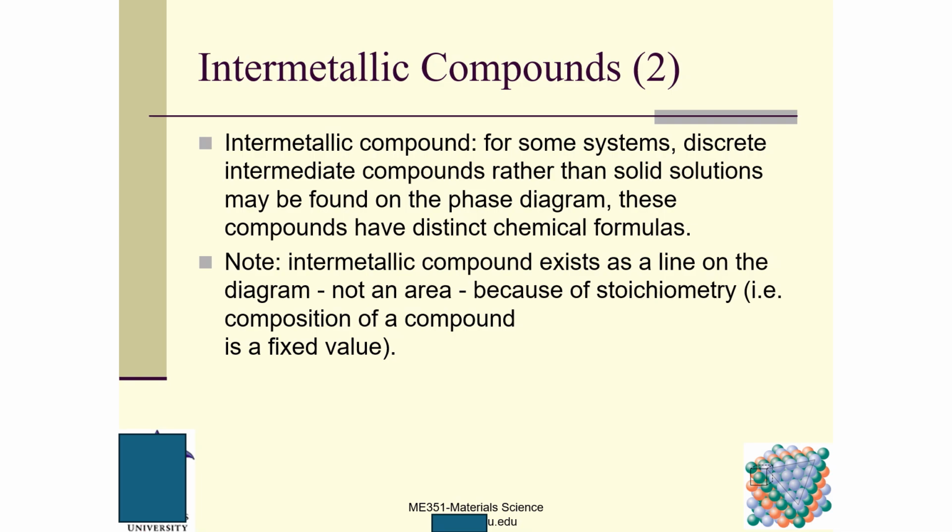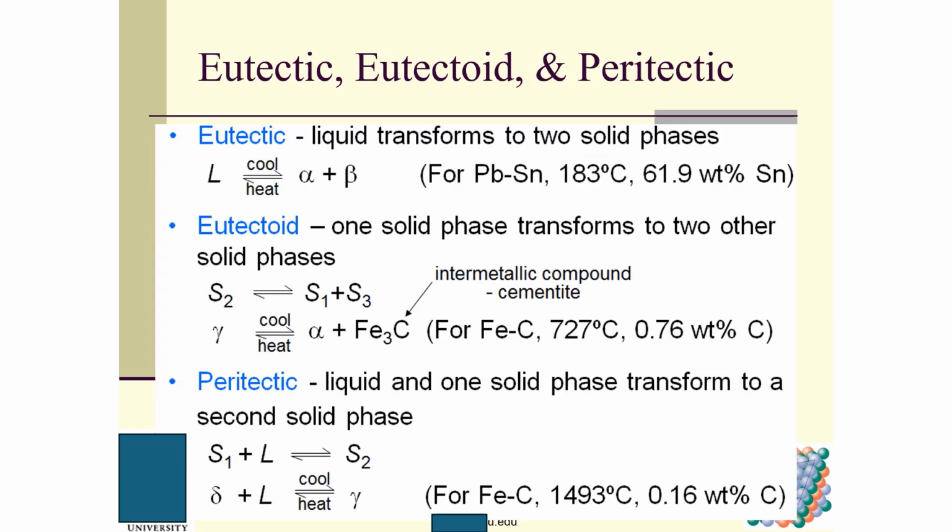Only when this combination precisely equals this combination do we have a compound, not over an area, because of stoichiometry. Stoichiometry is the composition of a compound, a fixed value. Right? So be very careful about these intermetallic compounds.